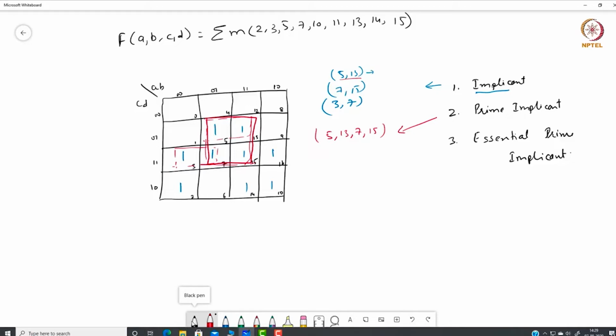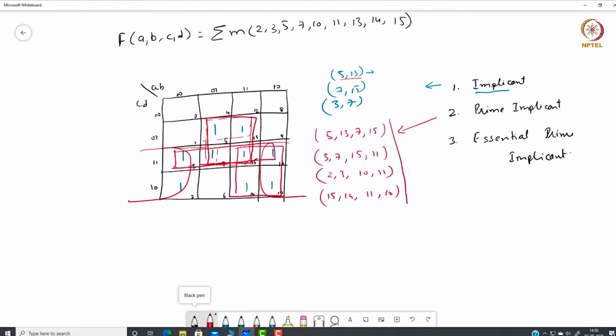So we can see one cube is this, and similarly one cube we can see here, that is 3, 7, 15 and 11. We can also see one cube as this and this, so that means 2, 3, 10 and 11, and we can also see one cube like this, 15, 14, 11 and 10. So these are all prime implicants.